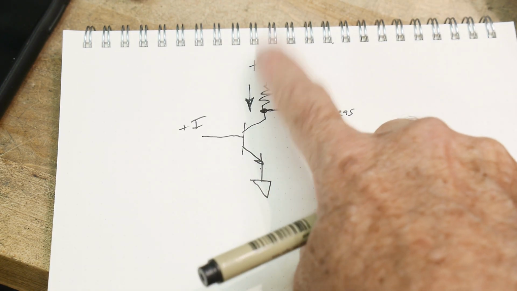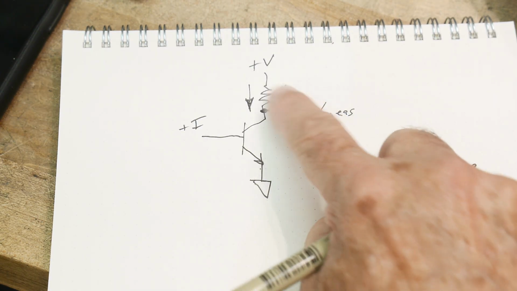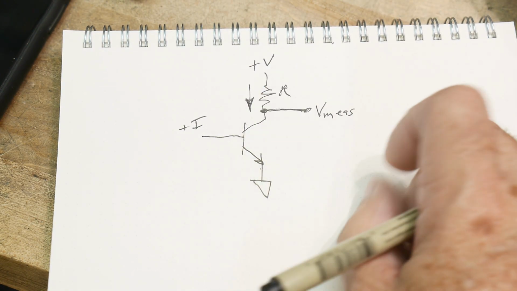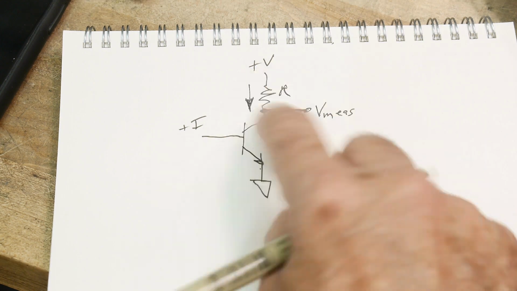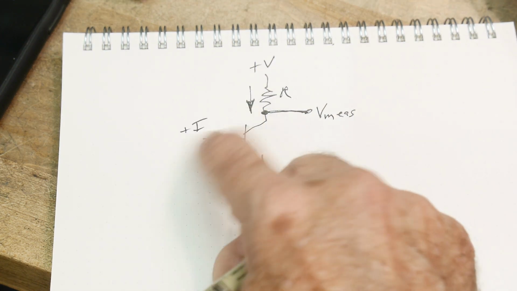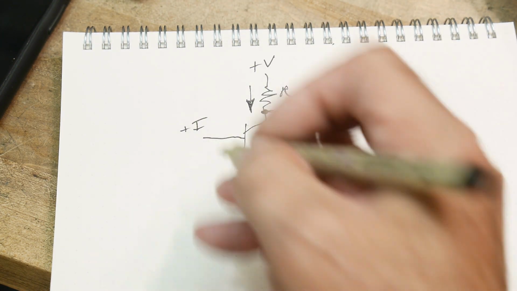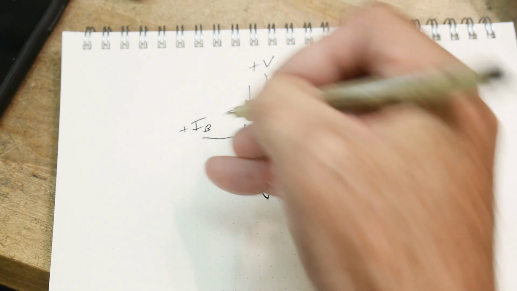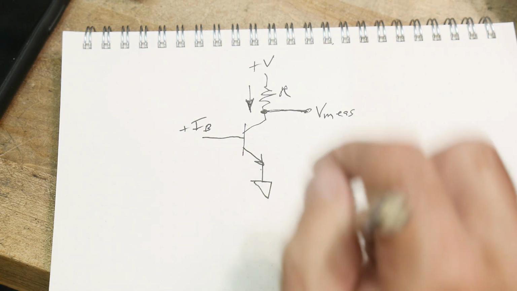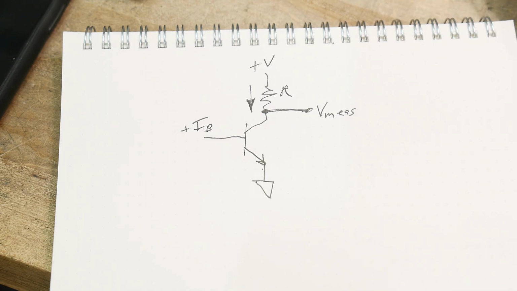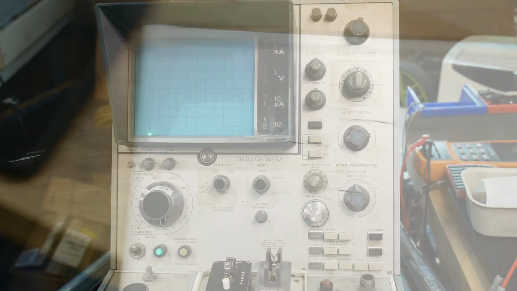We can change all of these things. We can set the voltage we want here. We can change the resistance in the circuit. This is the transistor that we're testing, and then we can put in so much current, so much base current. Okay, so this is base current. So we can change all of these things on the machine.